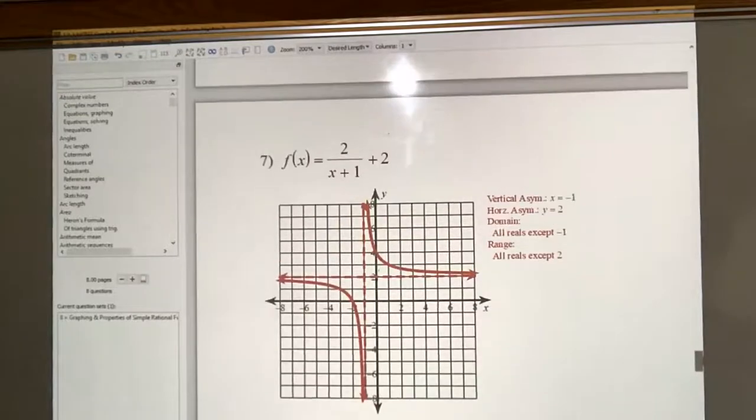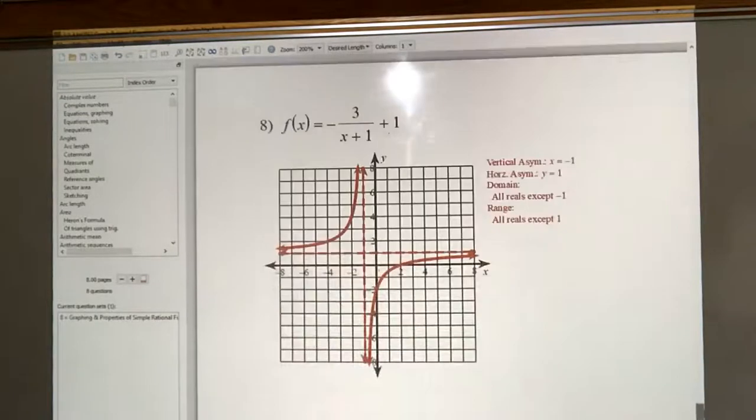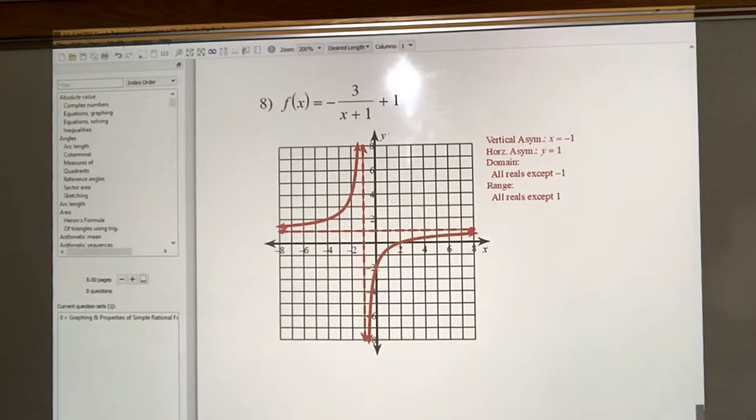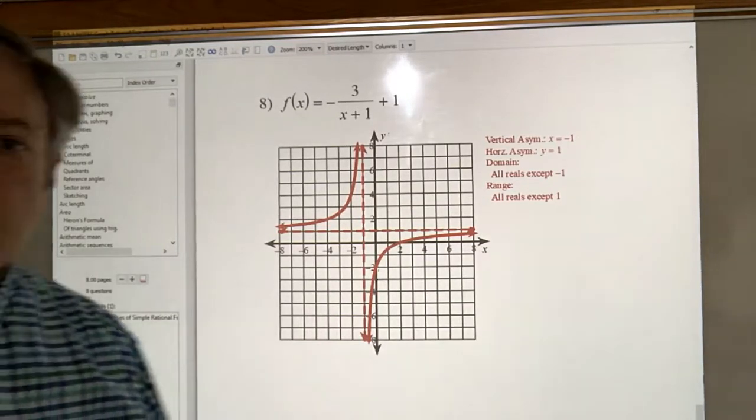And let's see, I'm going to skip 6, I'm going to skip 7, and I think I'll skip 8. That should be sufficient for your note taking, and we'll stop it right there.